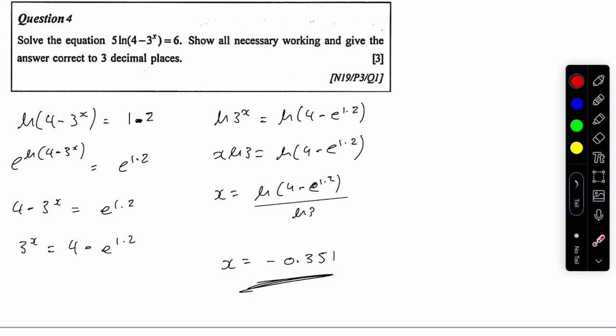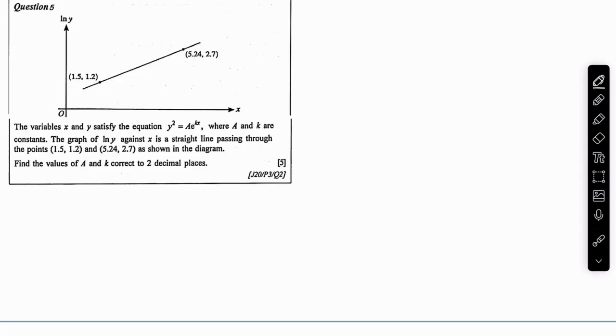Alright guys, now for number 5, we've got the following question. It says that the variables x and y satisfy the following equation. y squared is equal to a e to the kx, and a and k are constants. We've got the graph of ln y against x here. We've got the points that it goes through. Here, they want us to find the values of a and k to 2dp.